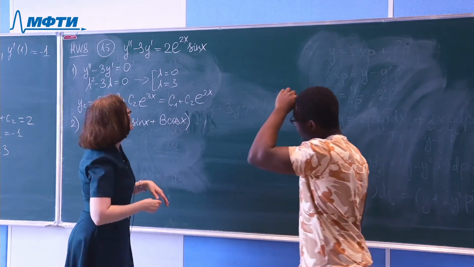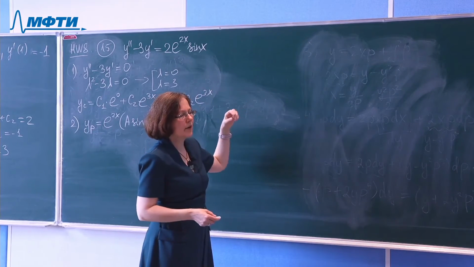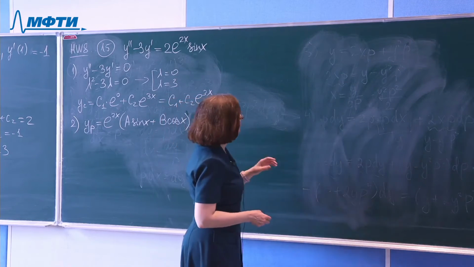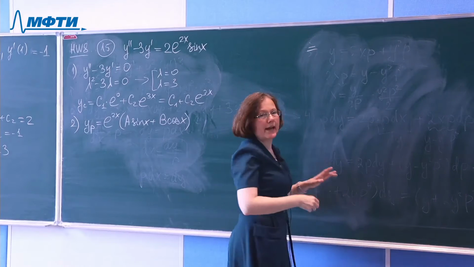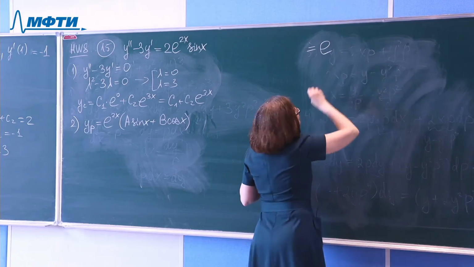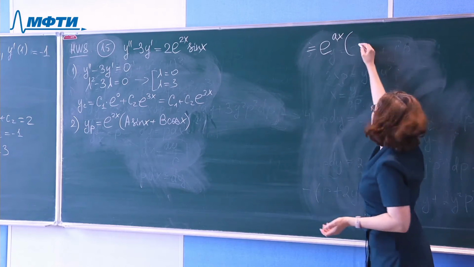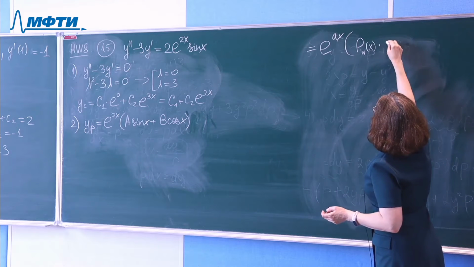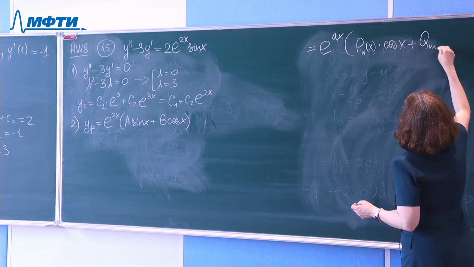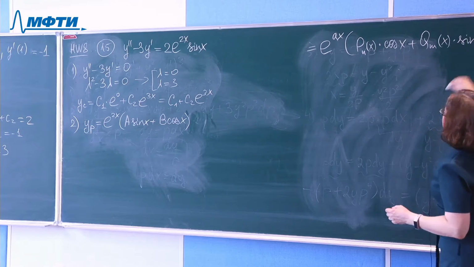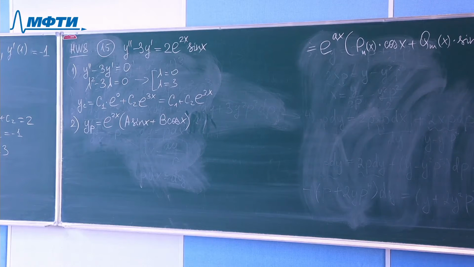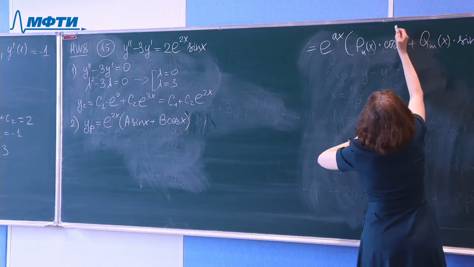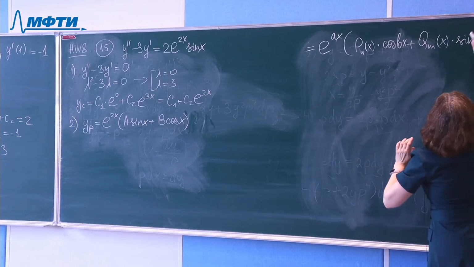So the general rule for the form of the particular solution is the following. Suppose the right-hand part has the following form: e to the power ax times some polynomial Pn of x multiplied by cos x plus Qm of x times sine x. So this is the most general form of the right-hand side. Maybe we may have some linear combination of the expressions of this form, but let's consider this case. So e to the power not ax but bx, sorry, bx here, right? Bx.